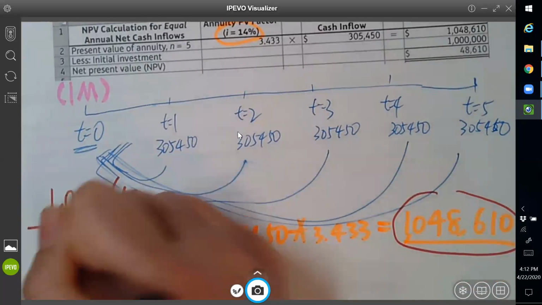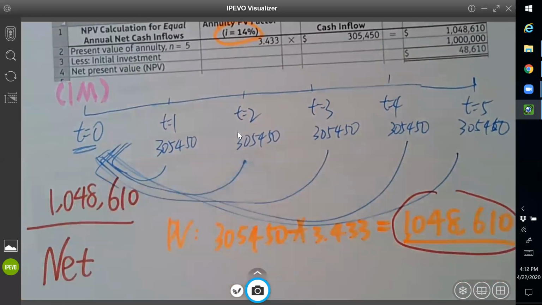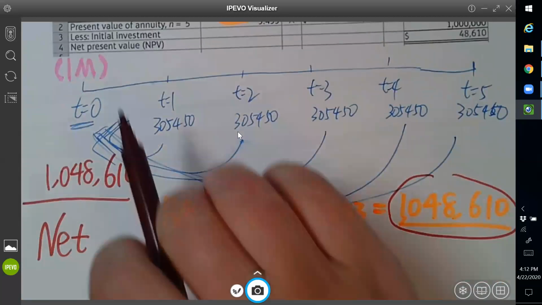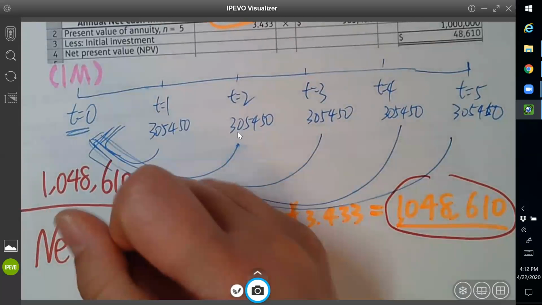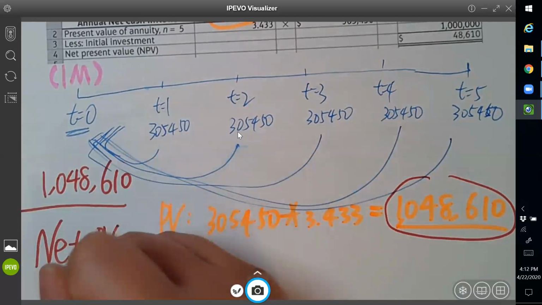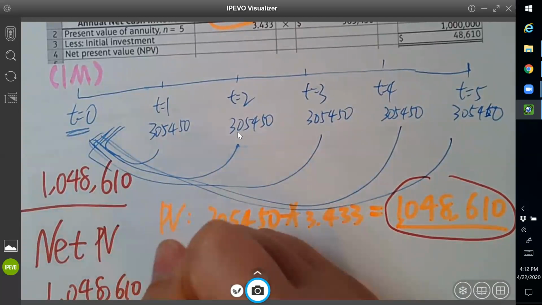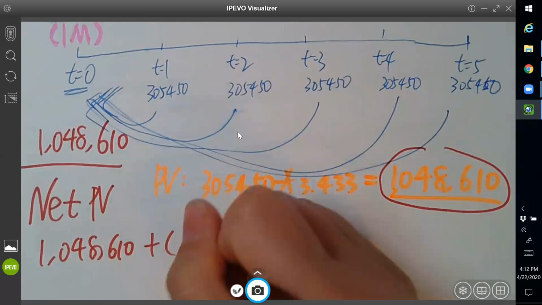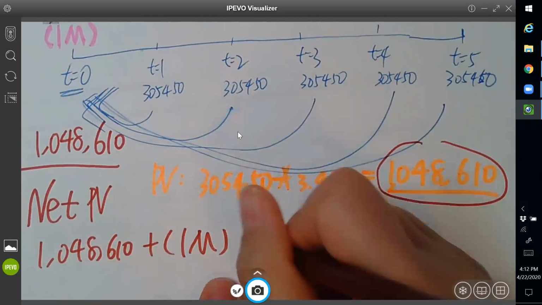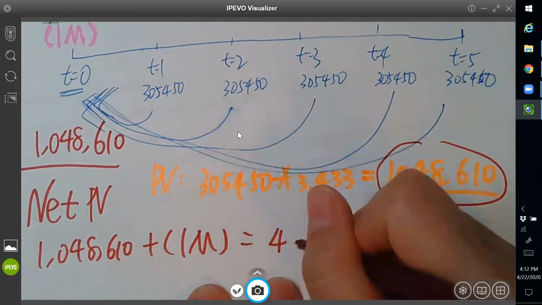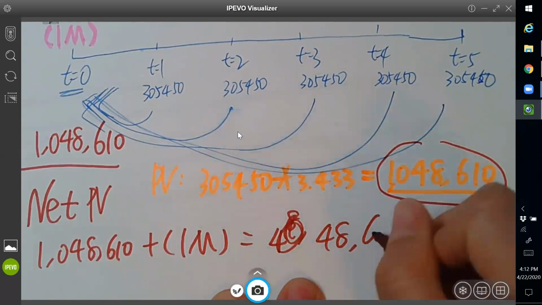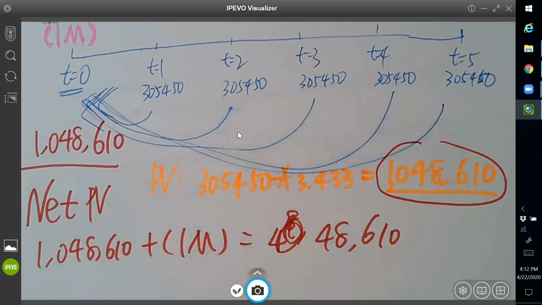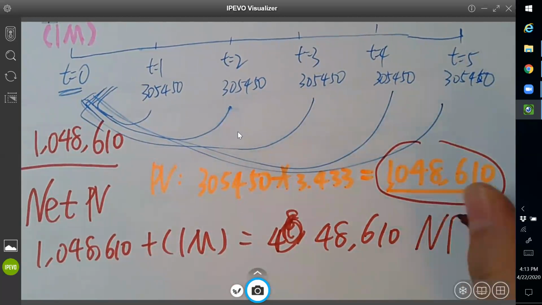How do you get the net? You add them, right? Come on, add them. You have outflow $1 million, you have inflow this much. So the net present value will be this number. This is inflow. You have outflow. So the net present value will be 48,610. That's our net present value.